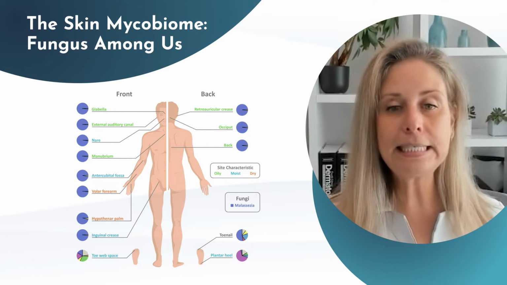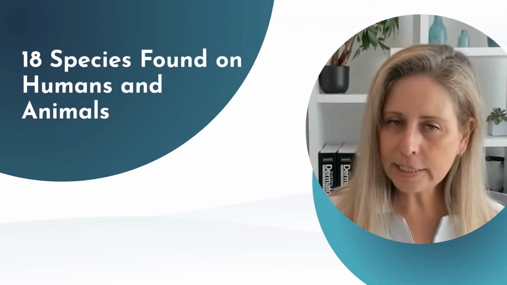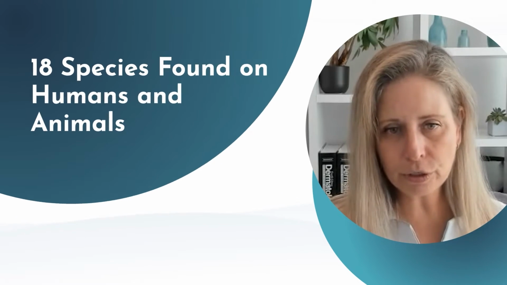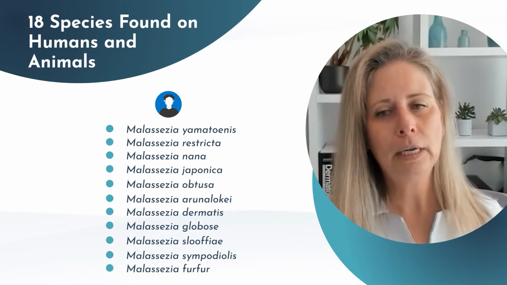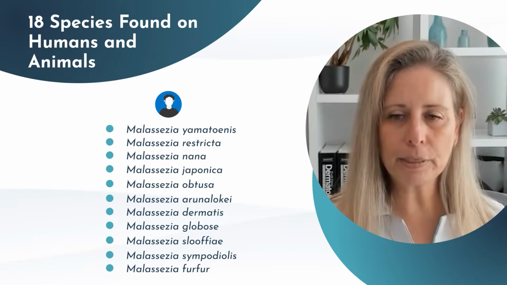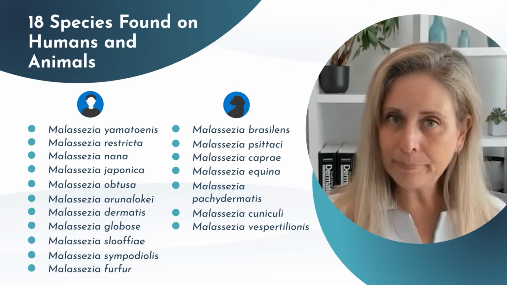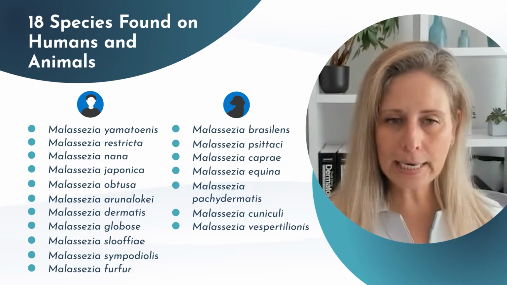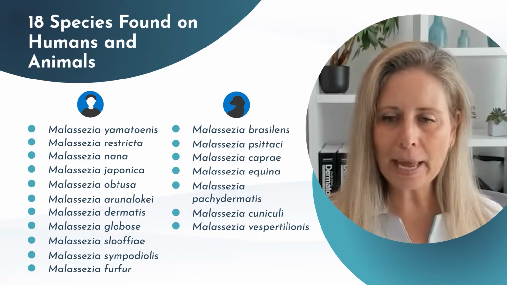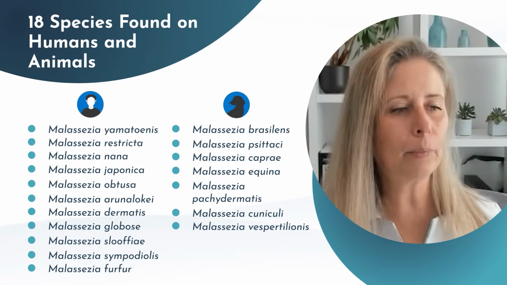Now, when I say Malassezia, I'm talking actually about a lot of different species. There are 18 species that we have found on human bodies. They're listed here. But then there's also a species of Malassezia that tend to be specific to animals. So for example, Malassezia equina, we find on horses. We can get cross-pollinated with each other by our pets and stuff like that. But in general, there's kind of human species and animal species.